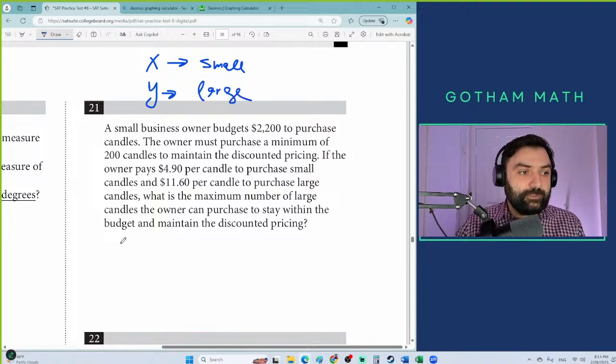So your first equation is going to be X plus Y, small plus large, equals 200. That's going to be about how many of them. The second one is going to be the second equation. You're going to set that up about the price.